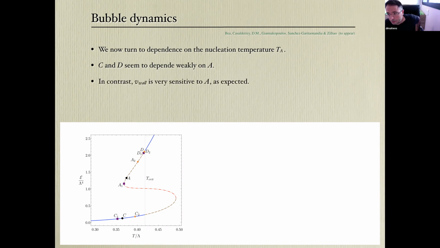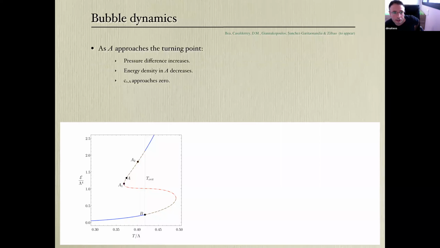In contrast, the wall velocity is very sensitive to the nucleation temperature, as you might expect on general grounds, because, for example, as the nucleation temperature approaches this point, so as A approaches the turning point, so A1 is almost at the turning point, what's happening is that the pressure difference between the inside and the outside of the bubble increases. The energy density outside the bubble is going down. And also the speed of sound at this turning point is 0.